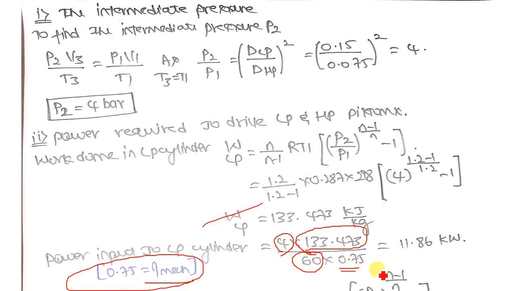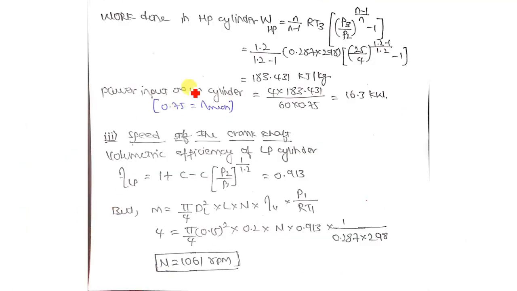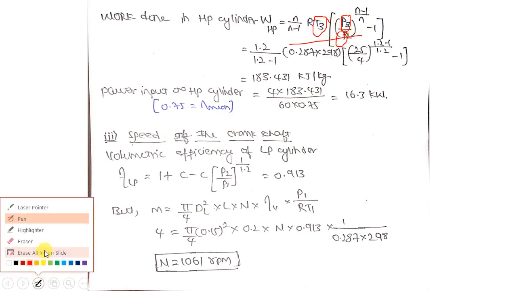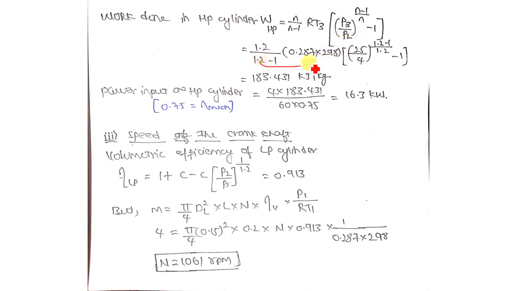Similarly, calculate the power output from the HP cylinder. Apply the same formula for the HP cylinder, where everything changes for T3, and P3 and P1 change to P3 and P2. Substitute the things and you will get the values in kilojoules per kg. Then calculate the power input: multiply it by the mass flow rate in kg per second, and divide it by the mechanical efficiency, so that the work done on the HP cylinder is 16.3 kilowatt.